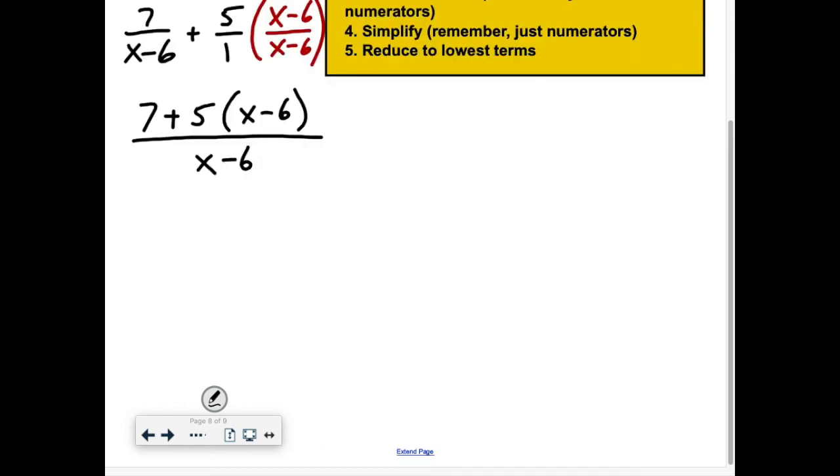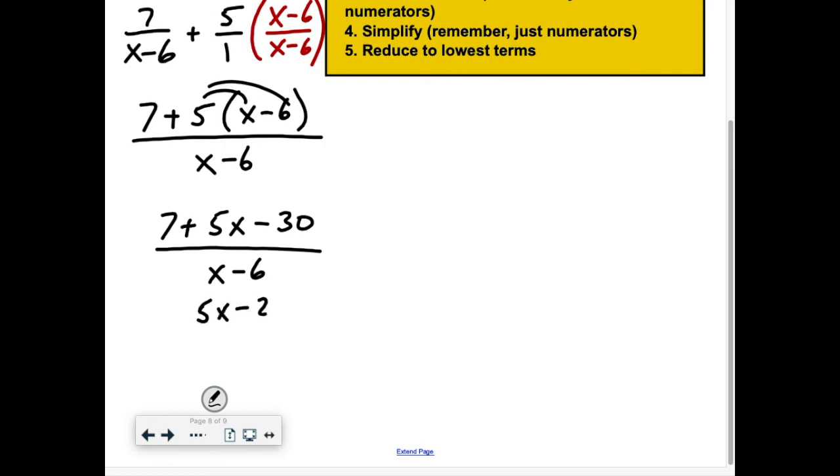We can try to simplify our numerator, though. Now we're in step 4, so it's going to be 7 plus, distribute this 5, 5x minus 30 over x minus 6. And then we can just combine everything here together. We're going to get 5x minus 23 over x minus 6. And we can't simplify that anymore, so we're just going to leave it.